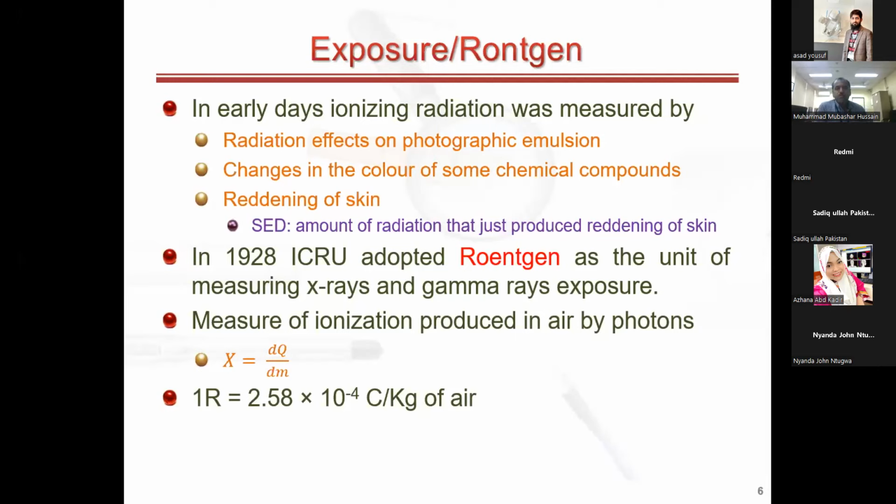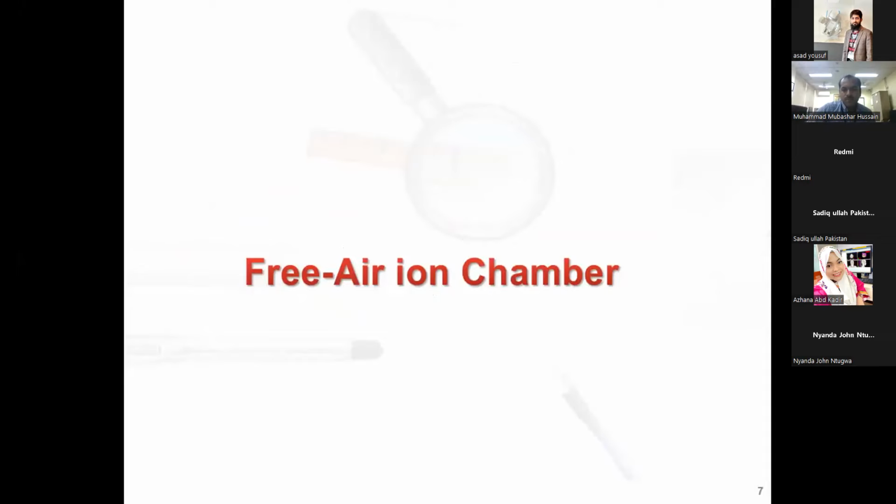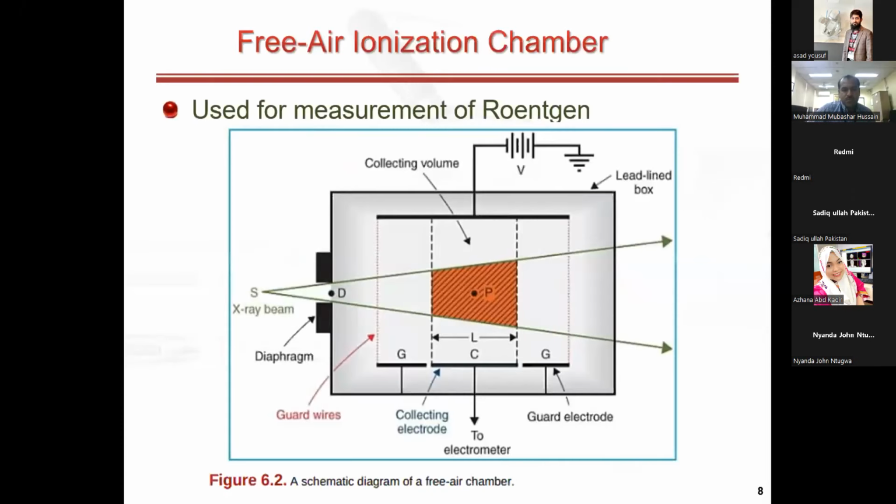In 1928, to formalize it and make it a standard, ICRU adopted the Roentgen as the unit of measuring X-rays and gamma rays. It is briefly defined, as everyone knows, as charge per unit mass. One Roentgen is 2.58 × 10^-4 coulomb per kilogram. So the basic ion chamber, or the initial one, is known as the free air ion chamber.